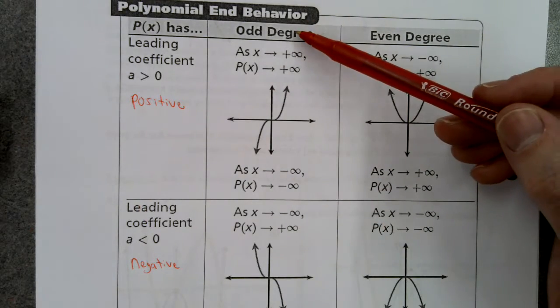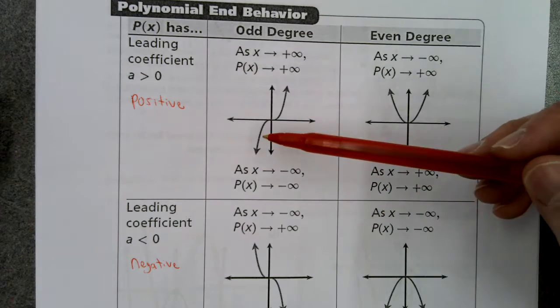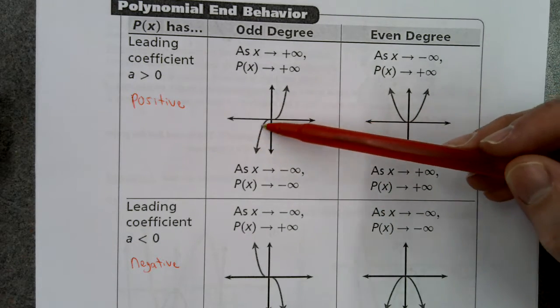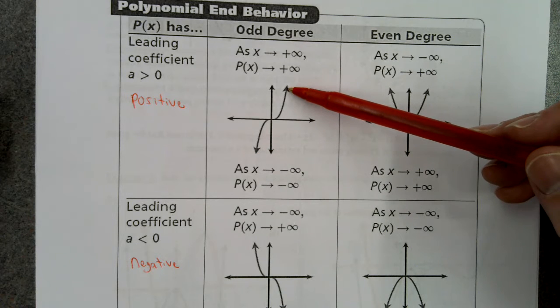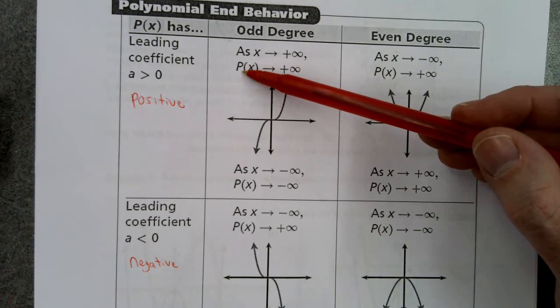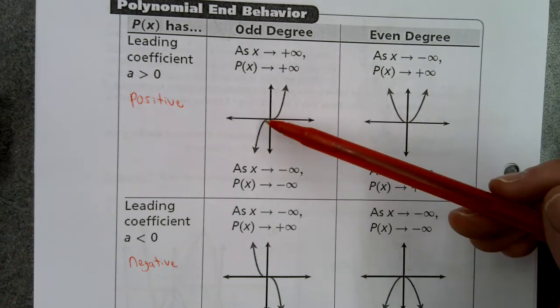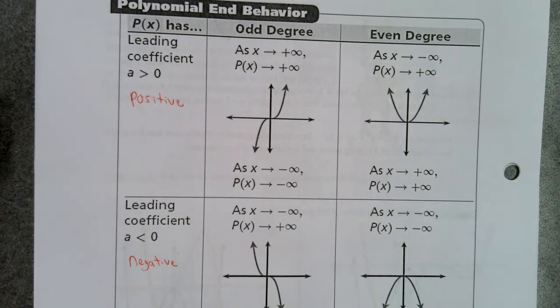If the degree is odd and the leading coefficient is positive, the end behavior looks like this, okay? As x approaches infinity, it approaches positive infinity as well. P of x is used instead of f of x like we usually use, doesn't matter. And as x approaches negative infinity, the graph approaches negative infinity, okay?